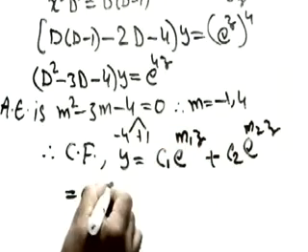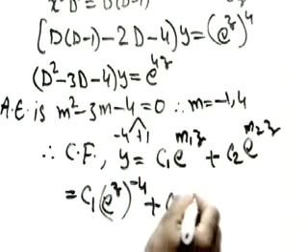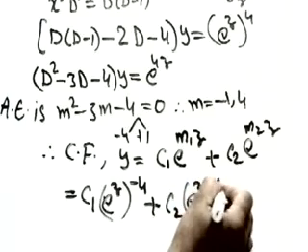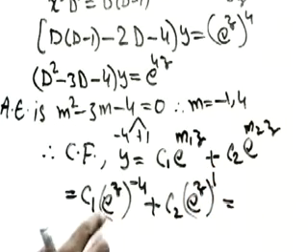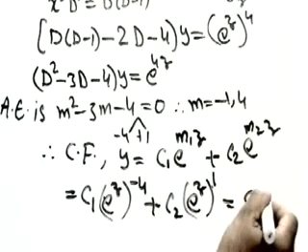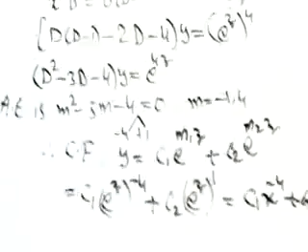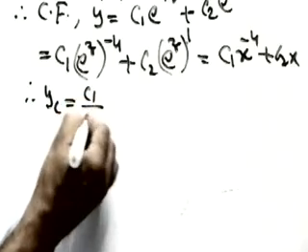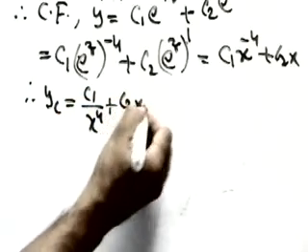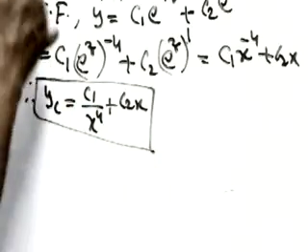I'm writing like this: C1 e power z whole power M1, M1 is minus 4, plus C2 e power z whole power M2. M2 value here is 1. Why do I change it? Because e power z we are having as x. E power z is x. So this will become C1 x power minus 4 plus C2 x. The power is minus, so you bring it in the denominator and it becomes plus. Therefore now we got yc equals c1 by x power 4 plus c2 x. Now we got the complementary function.